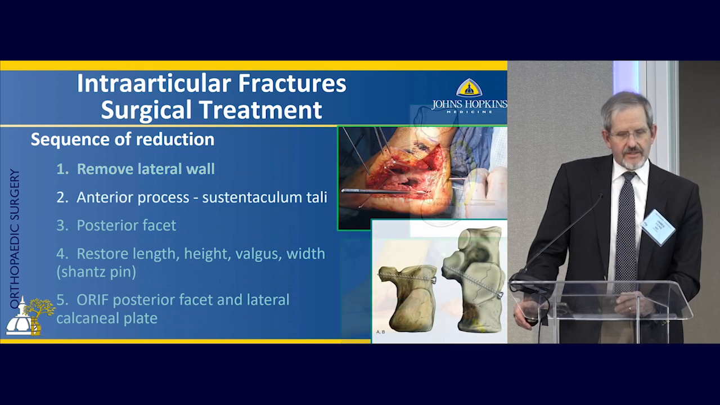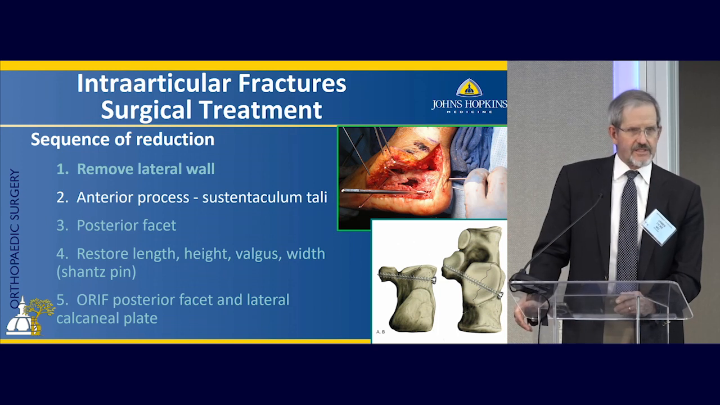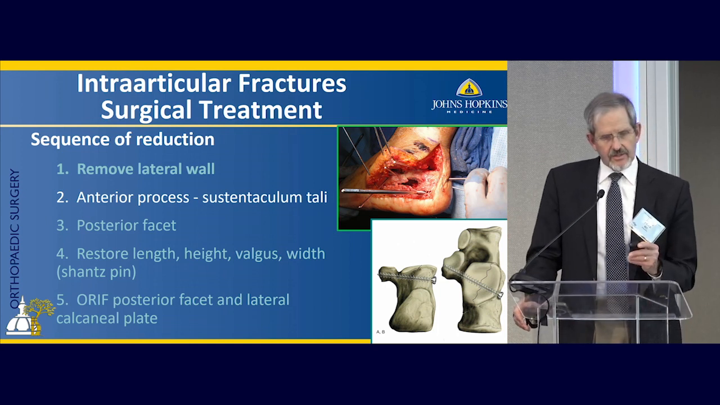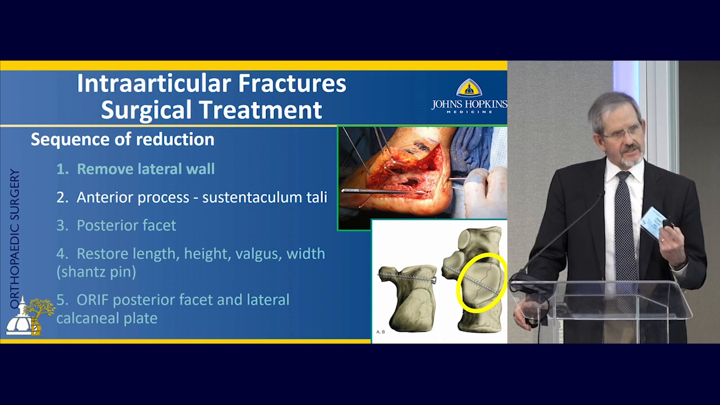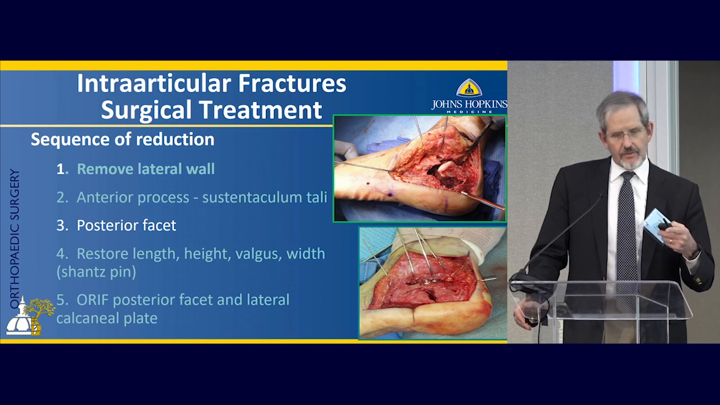I start by looking at the anterior process, looking at the sustentaculum. I visualize that. When these are so depressed and you see that curved posterior facet, it is something that you can see, and then you start from the sustentaculum and you work laterally. Once I get that done, then I think about the posterior facet. I'm putting K-wires in.